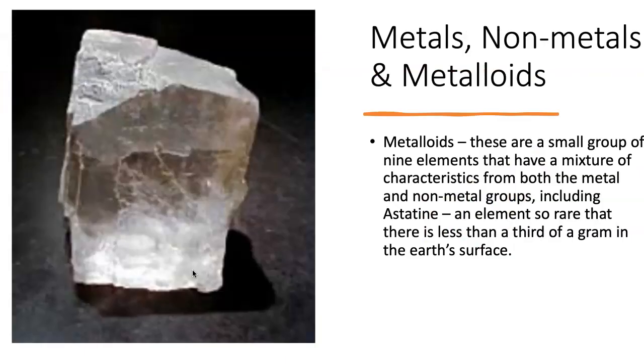And then the metalloids sort of sit in the middle. There's a group, not too many of them, say 9 or 10 or something, that have some metal characteristics and some non-metal characteristics. Interesting, it's a little bit of a fun fact. Astatine is so rare that it's believed only 1/3 of a gram exists in the entire Earth's crust. It's pretty rare. So strange little objects. And that's what the periodic table is all about. Organising all the elements we know into a way that we can study them.